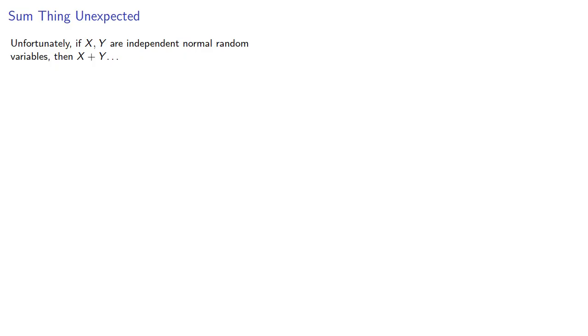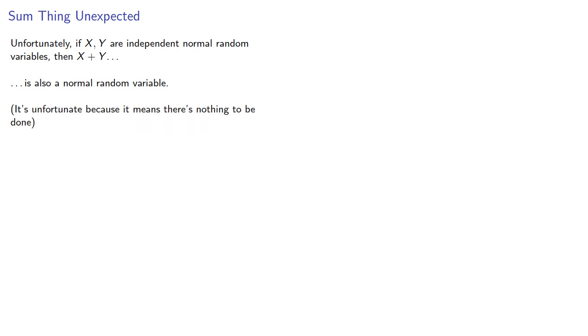Fortunately, if x and y are independent normal random variables, then their sum is also a normal random variable. It's fortunate because it means there's something to be done. And so we have an important theorem.